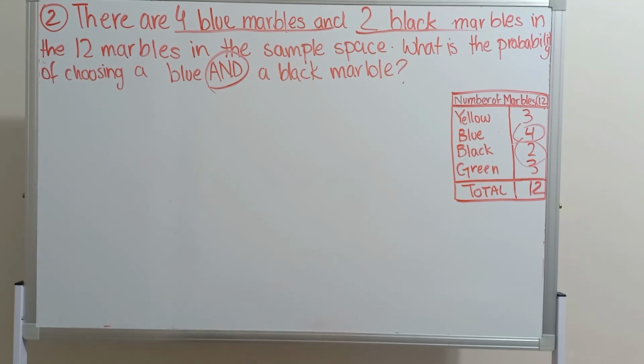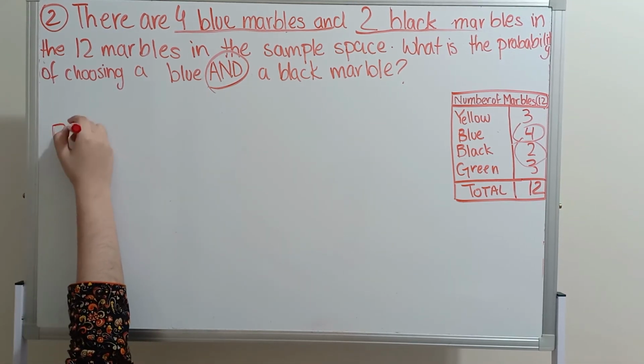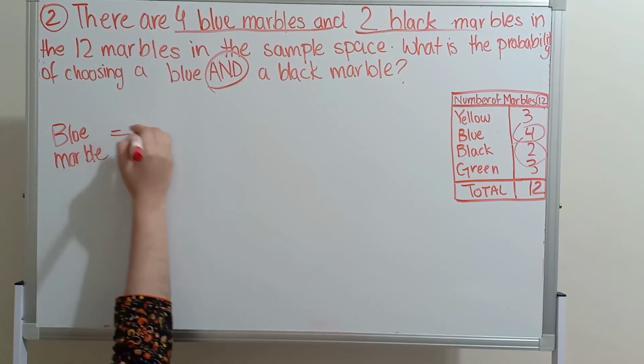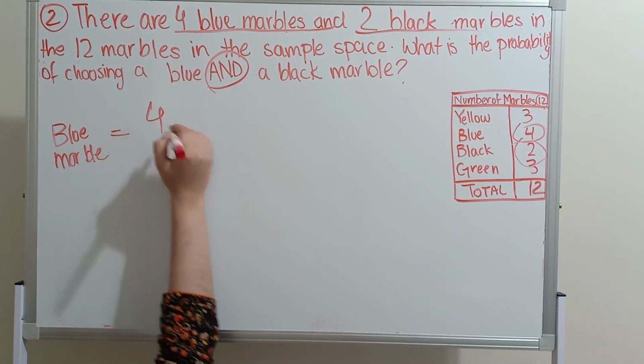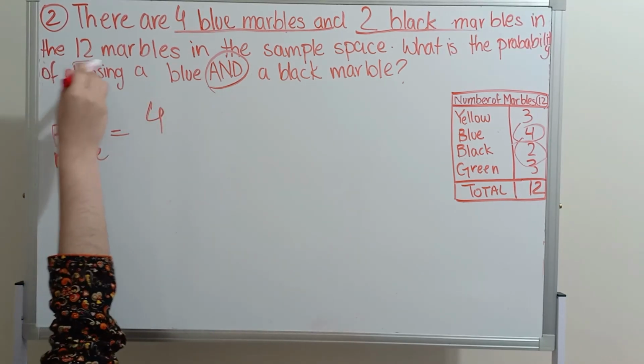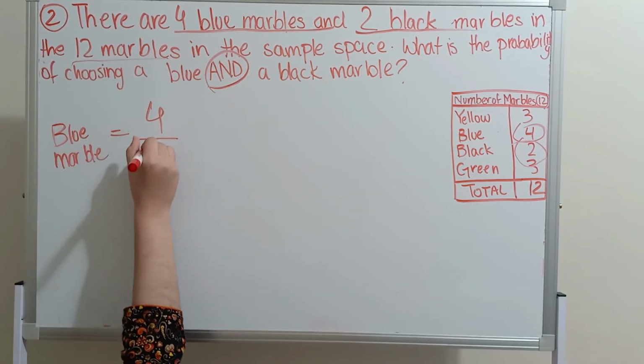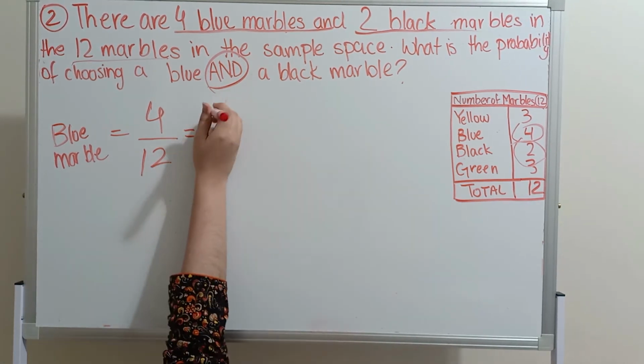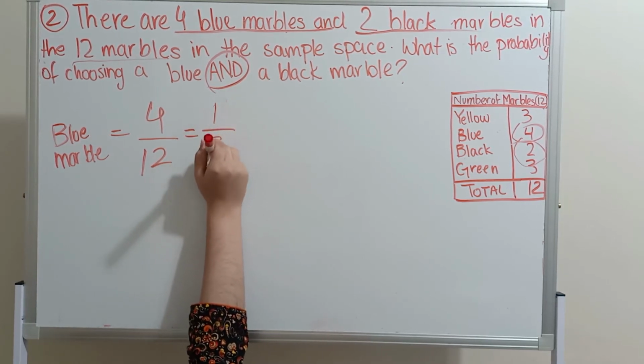So again, we will have to first find the probability of both of those, and then we can multiply them. So the probability of choosing a blue marble is going to be, what's this? So we have 4 blue marbles out of the total how many? The total is 12 marbles. So this is going to be the probability of choosing a blue marble. And we can simplify it to make it easier for us to later multiply it. 1 times 4 is 4, and 4 times 3 is 12.